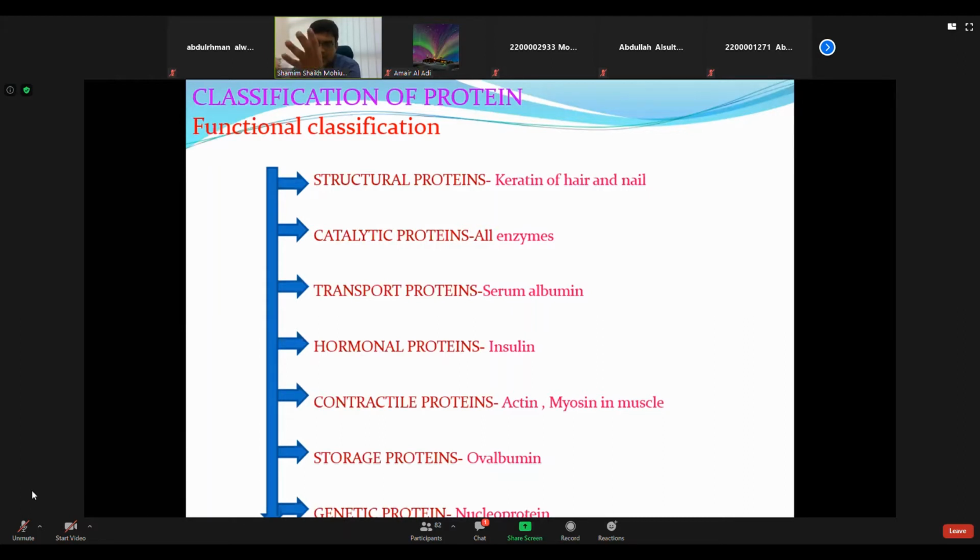So suppose some fatty acid or fat cannot mix with the blood, because fat cannot mix in the water. So what is happening? This albumin holds that particular fatty acid and transports it through the bloodstream. That's why it is called a transport protein.